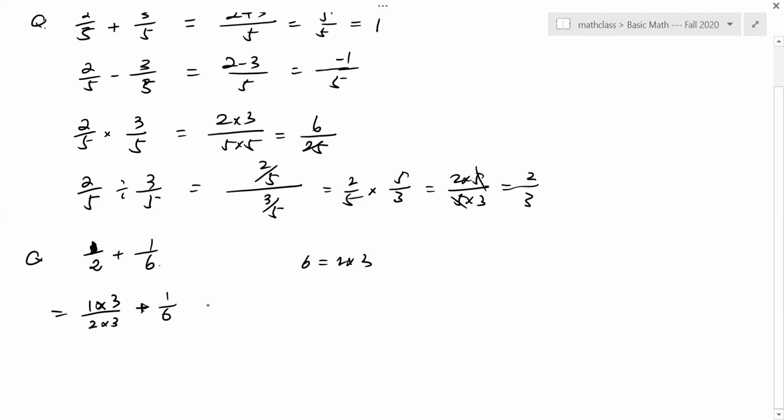Right. So then you have 3 over 6 plus 1 over 6, then 3 plus 1 over 6, which is 4 over 6. But 4 over 6 can be simplified, which is 2 times 2 over 2 times 3. So 2 cancelled out. You get 2 over 3.